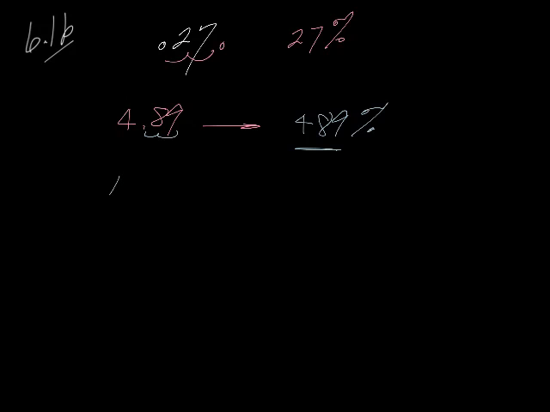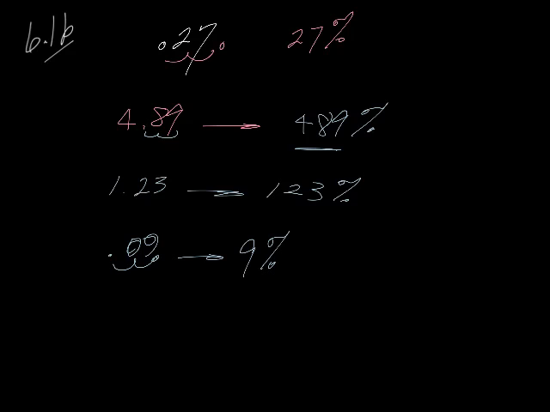So if we had 1.23, changing that to a percent would be 123%. So again, we're comparing it to 100. So we are looking at 123. So we're 23 bigger than 100. So we've got a bigger increase. So if we had something like 0.09 and we wanted to change that to a percent, it would be 9%, because we're going to move that decimal place over 2 and it's going to be right there.